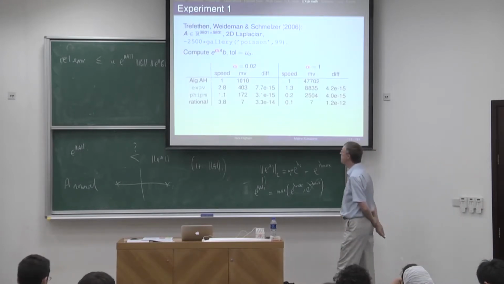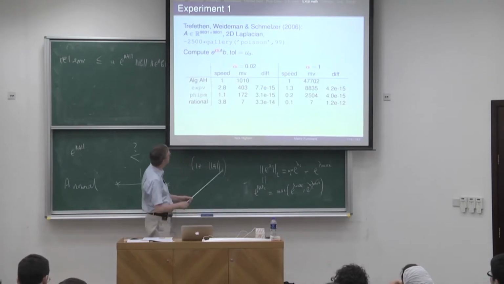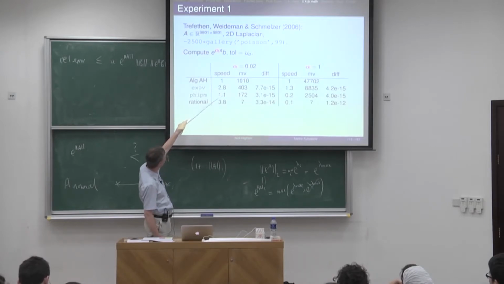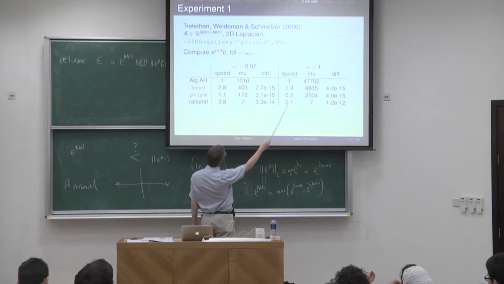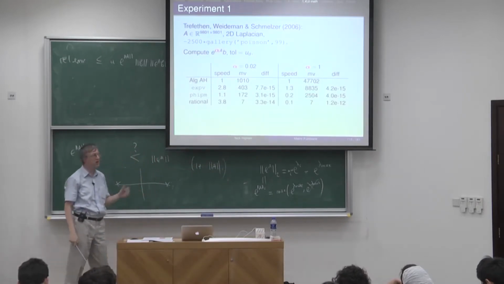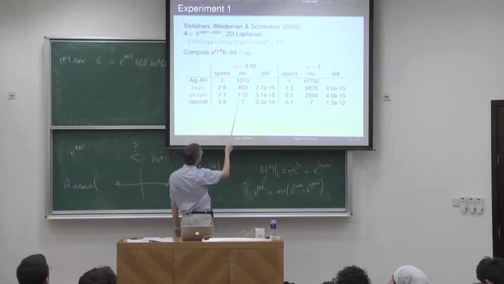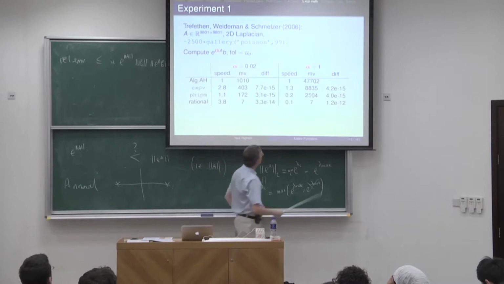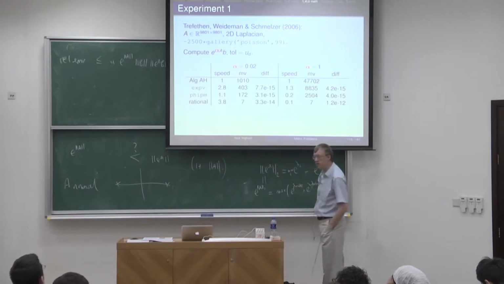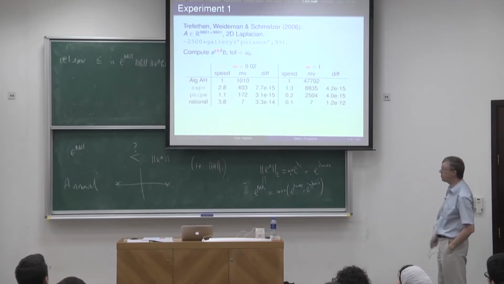And I'm normalizing the speed, that's the actual wall clock time, relative to algorithm AH. So if this has got speed 1, that was 2.8 times slower, this is 3.8 times slower, but here this method was 10 times faster. So clearly the relative speed depends on alpha. MV is the number of matrix vector products required. So that's the only thing that alg AH does. That's really all it ever does, is matrix vector products. These other methods do some other things as well.